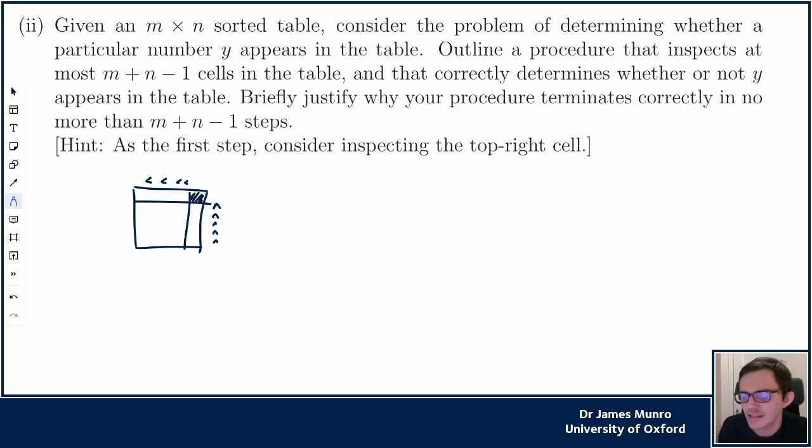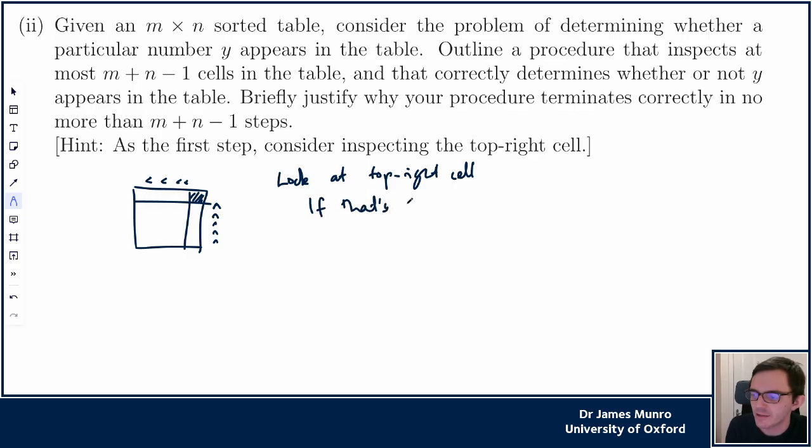Okay, let's think about some sort of logical procedure here. So my procedure is going to work like this. Look at the top right cell. If that's y, stop, and I suppose the answer is yes. y is in my table. I found it already.